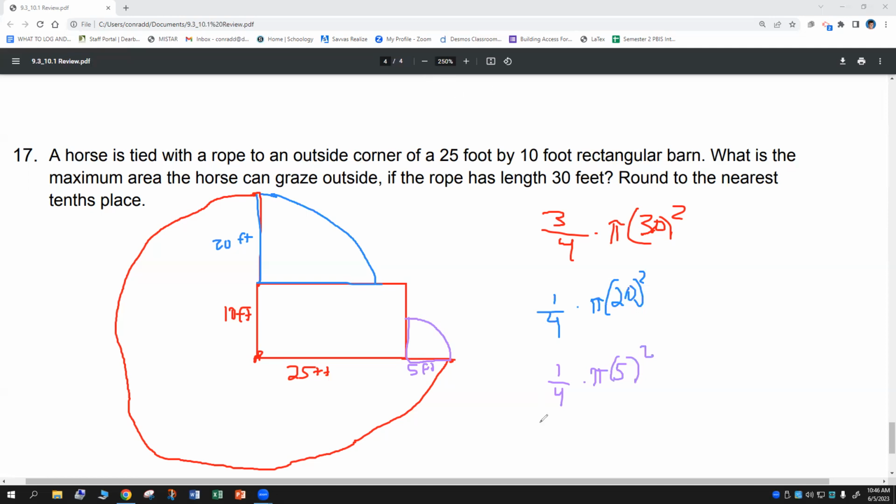All right, and then I can add them all together. And when I do that, I got 2,454.5 feet squared. All right, and that's it for the review for circles.